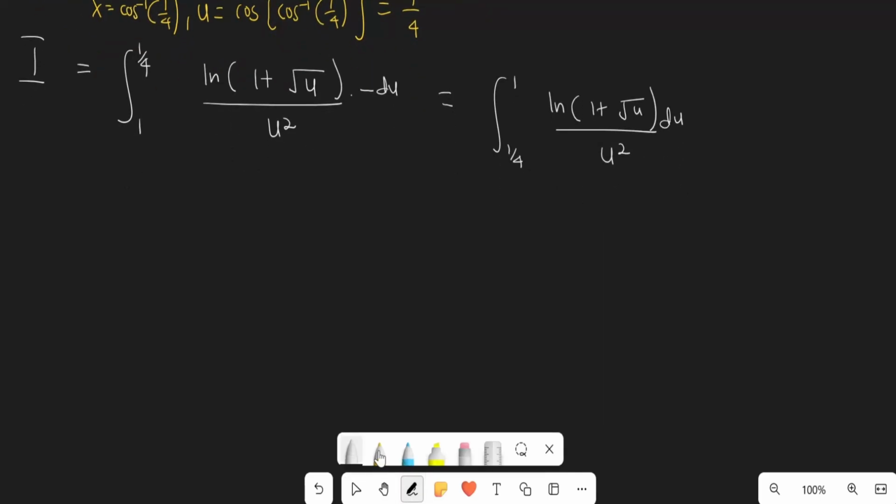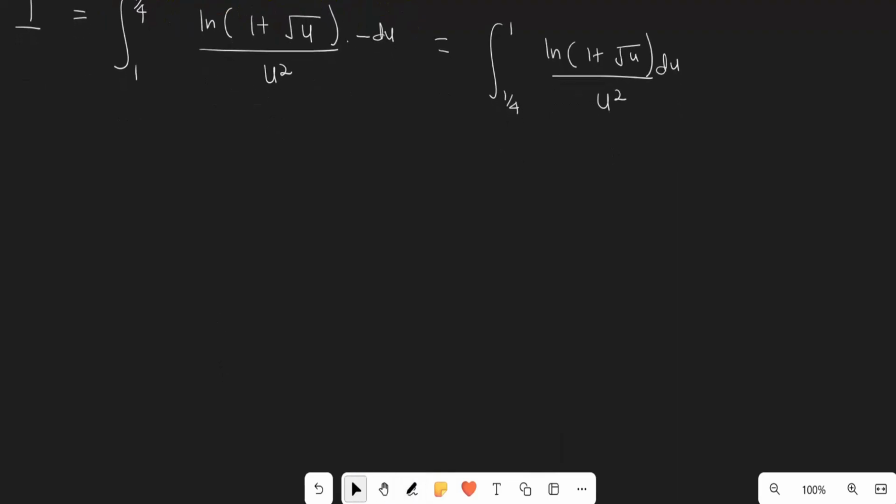Alright, so now let's do another substitution. Why not? I'm going to let, say, v be equal to the square root of u, right? So that means that when I do this, u is going to be equal to v squared, right? That is squaring both sides. And then du is going to be 2v dv. So I'm going to replace it with 2v dv.